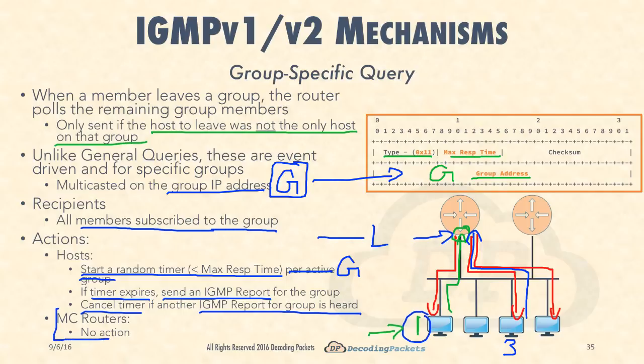Multicast routers, however, do not really use group-specific queries. They don't use them for election purposes or anything else. They would rather be interested in that last report. So if they can refresh that group or not, that is what they are interested in.